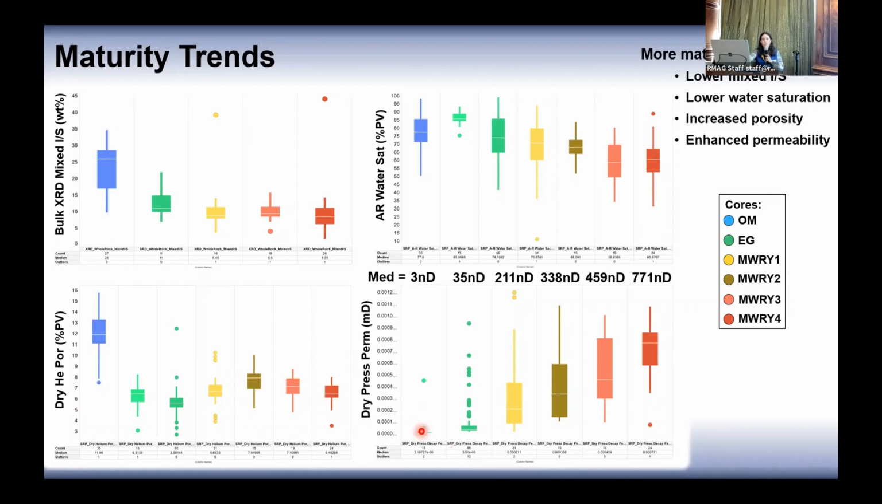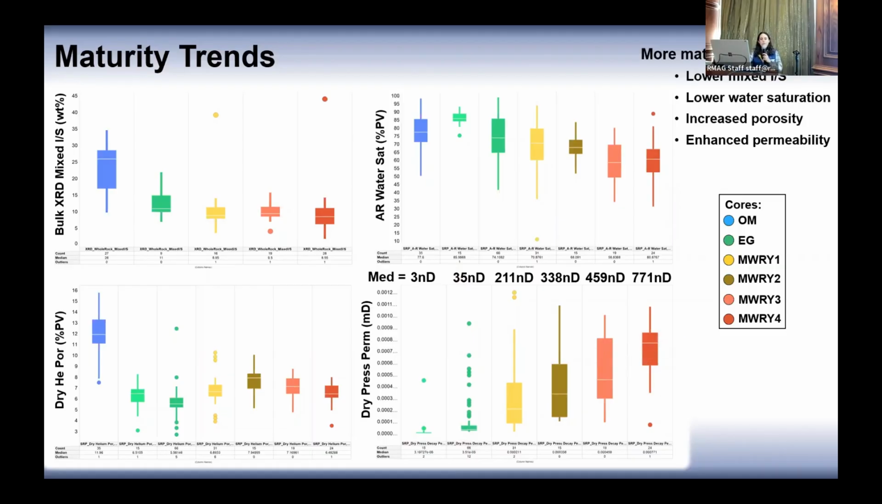So starting with that Java state core and then moving up through that thermal maturity transect, you're essentially increasing your permeability almost 25 times by moving from this educated guess core that sits at around basically the early onset of the oil window. You're increasing your permeability 25-fold by the time you get into the condensate window. And that really correlates very, very well with thermal maturity.